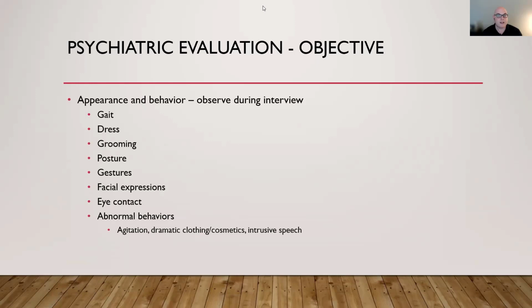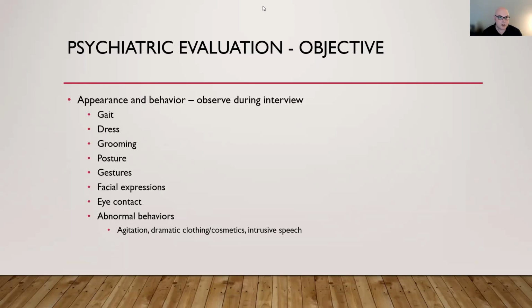So you're not deriving the entire case from these observations, but it's all going into the mix so you can make a good diagnosis. Posture, again, are they standing upright? Are they slumped? Their gestures, are their gestures really wide and energetic? Are they not making any gestures? Are they kind of tucked into themselves? Their facial expressions, are they matching what they're saying? Are they making abnormal or large facial expressions? Eye contact, are they making appropriate eye contact with you?